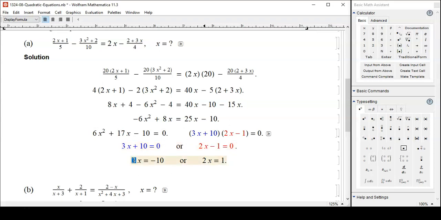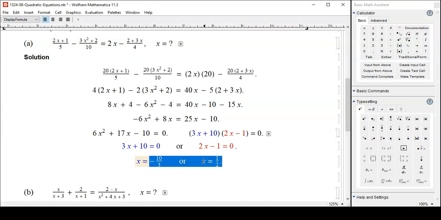Moreover, if I divide by 3, then I'm going to get this. That's from the blue factor. And if I divide by 2, I'm going to get this. That's from the red factor. That completes the problem.